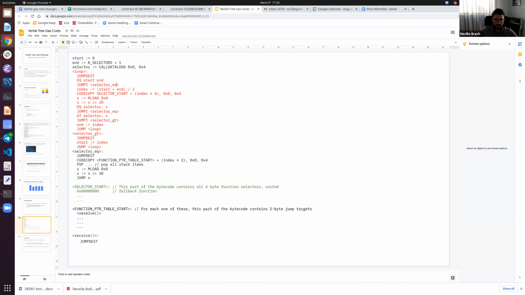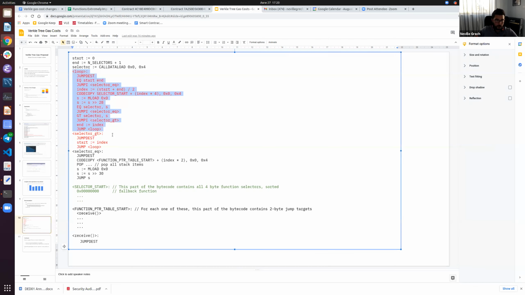Whereas if you put these into a loop, so for instance, right here, this is some pseudocode which I just wrote today before the meeting. This particular loop will be executed log n of the number of selectors, right? And it's a little more expensive compared to what's currently being generated. For instance, it uses code copy and a few more instructions, but the code chunking cost is much higher than executing EQ or jump I or GT.